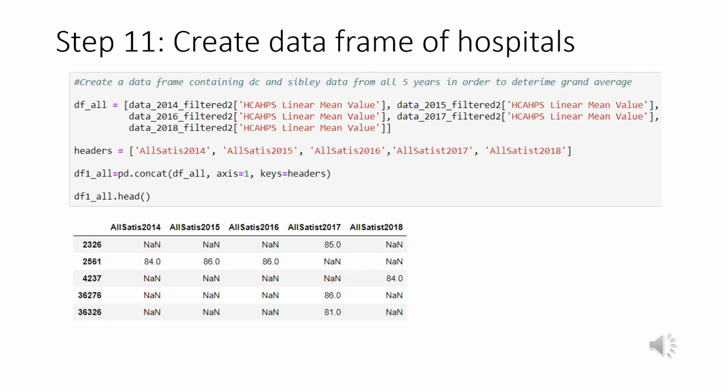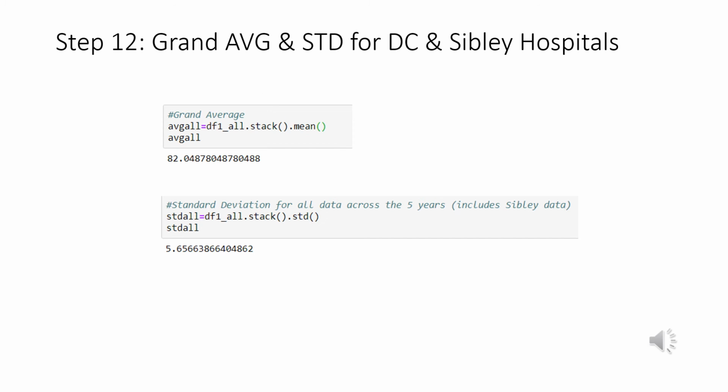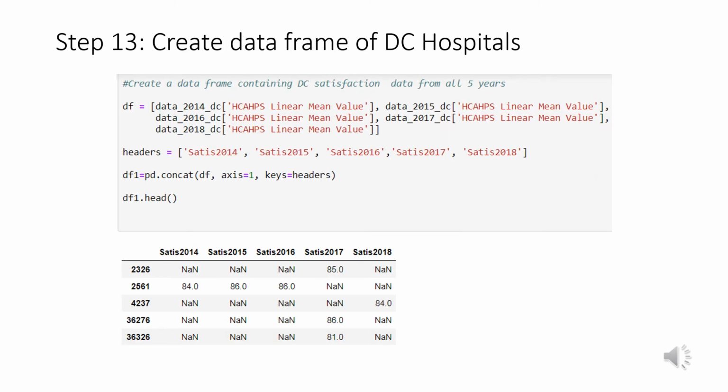In this slide, we're creating a data frame containing the DC and Sibley Hospital data from all 5 years in order to be able to determine the grand average. The formula for obtaining the grand average as well as the standard deviation for the DC and Sibley hospitals are shown on this slide. We can see that the grand average is 82.04 and the standard deviation is 5.65. We are now creating a data frame containing DC satisfaction data from all 5 years.